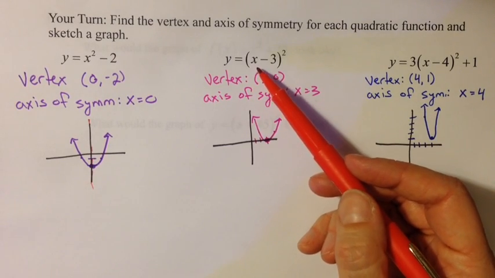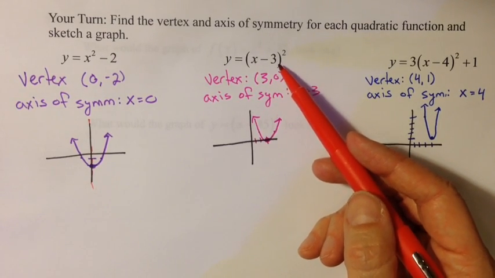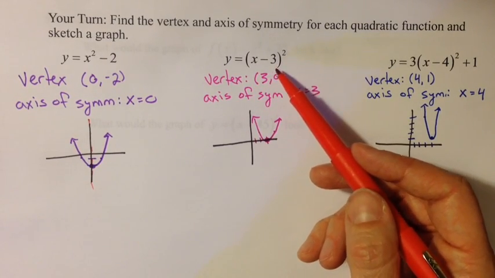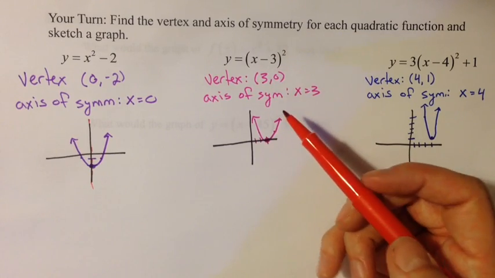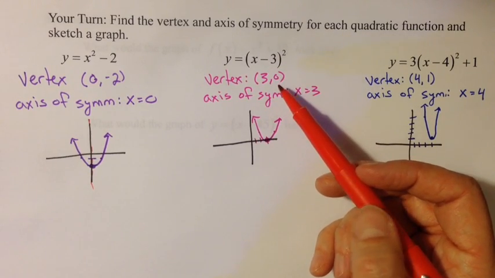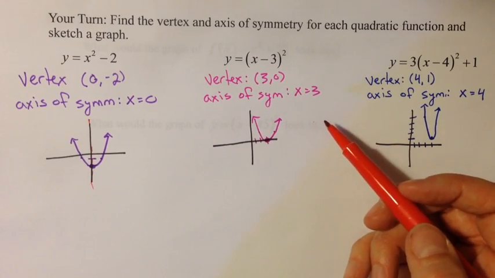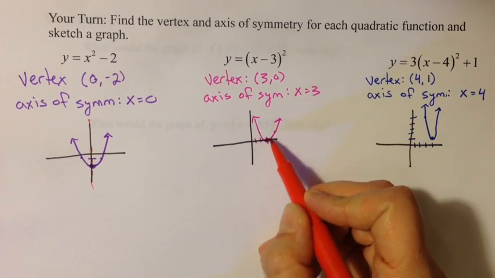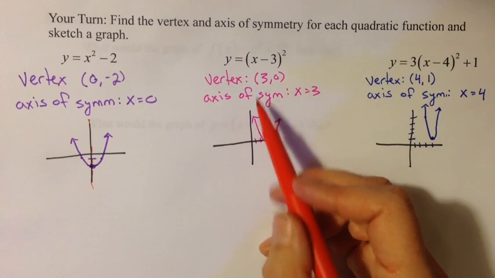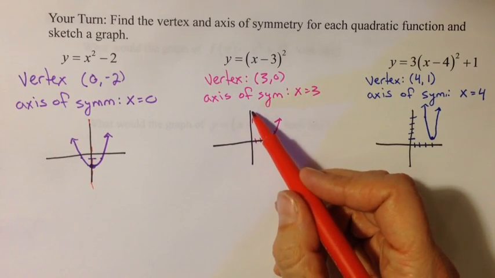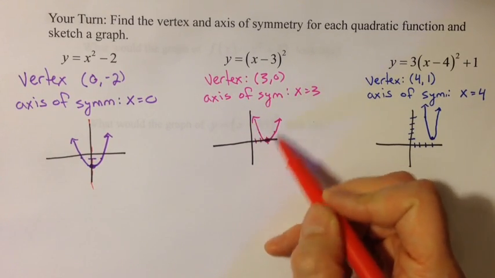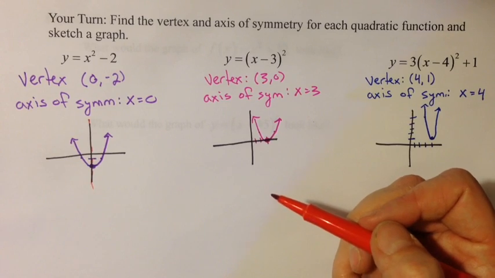Now I have y equals (x - 3) squared. This time h is 3, positive 3. Notice it's the opposite sign of the thing inside. And k is 0. So my vertex happens at (3, 0), and the axis of symmetry is x equals 3. For my sketch, I drew in my vertex, and then I noticed that it opens up since a is 1, and it has about the same level of steepness as a regular x squared would.